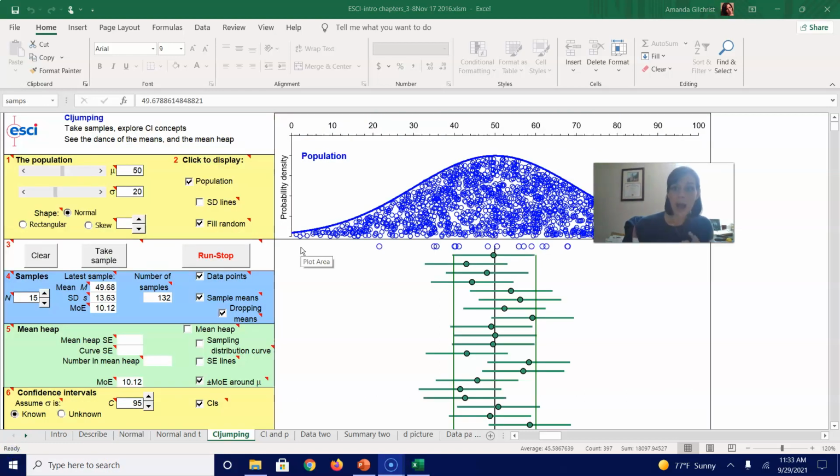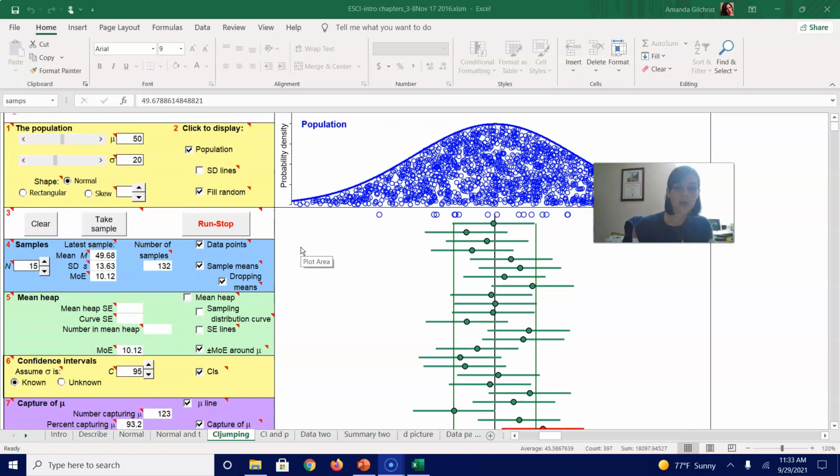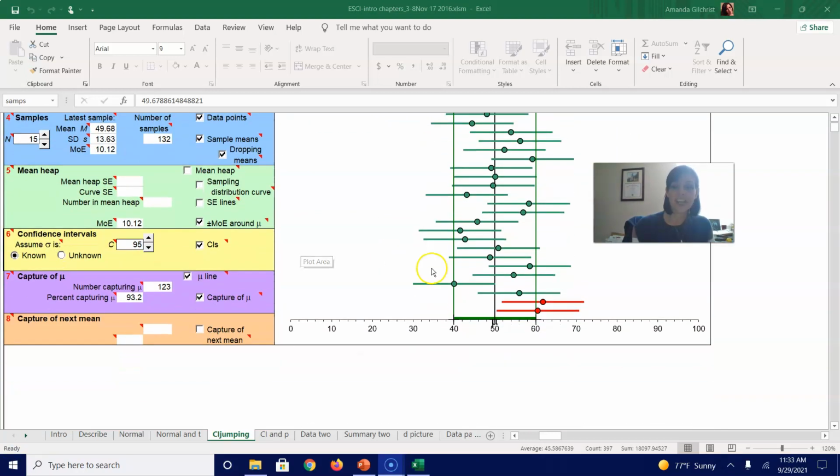Okay, so I just put it back on record. I took 132 samples. You can actually see 2 of our confidence intervals failed to capture mu because their sample means fell outside of our margin of error lines. So I took about 123 samples, and you'll notice that it's not quite at our 95% confidence interval, but over 93% of the samples that I took ended up capturing mu.